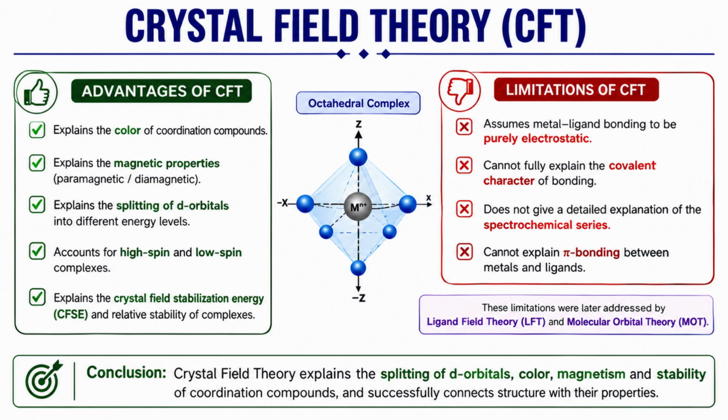However, CFT also has some limitations. It assumes that metal-ligand interactions are purely electrostatic. It cannot fully explain 1. Covalent character of bonding. 2. The spectrochemical series in detail. 3. Pi bonding between metals and ligands. These limitations were later addressed by ligand field theory and molecular orbital theory.